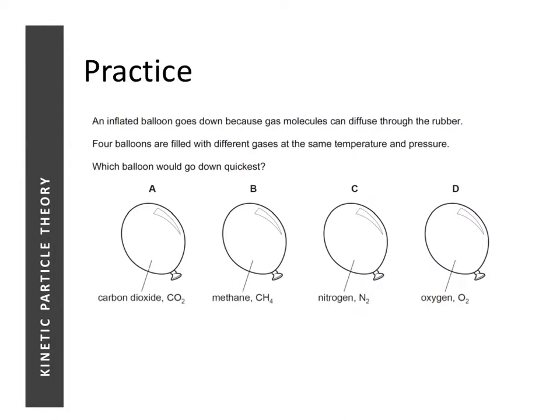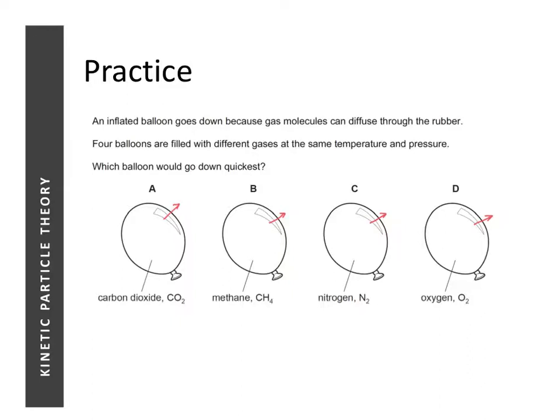Now let's try again whatever we have learned in another example. So here we have 4 balloons. Each balloon is filled with a different gas, and the gas will diffuse out of the balloon. So now we are supposed to figure out which balloon will go down the quickest, meaning the gas will diffuse out of the balloon the fastest. And once again, in order to know which gas will diffuse out the fastest, we need to analyze the mass.